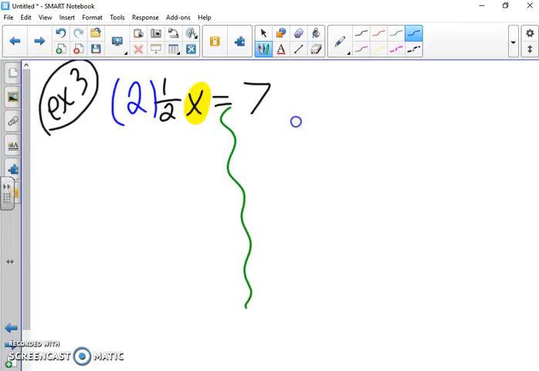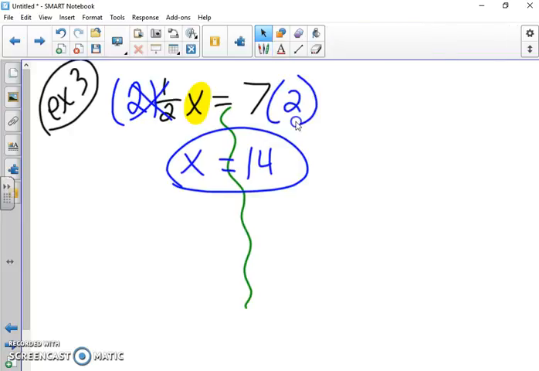So we're going to multiply both sides by 2. Those go away. Drop down your x. 7 times 2 is 14. If you're ever going to check one out, this would have definitely been the one to check.